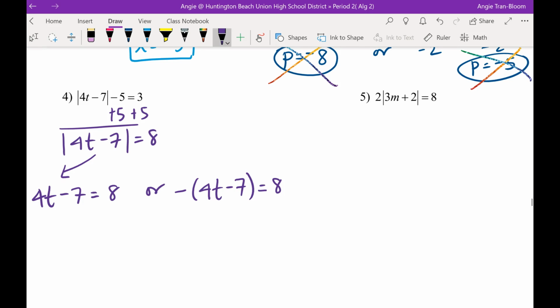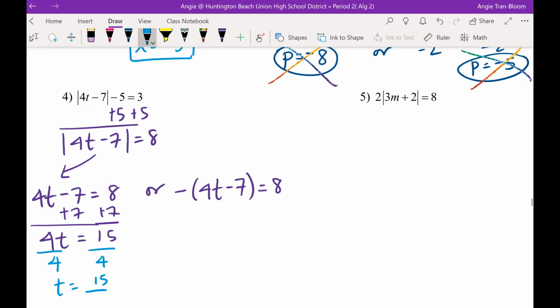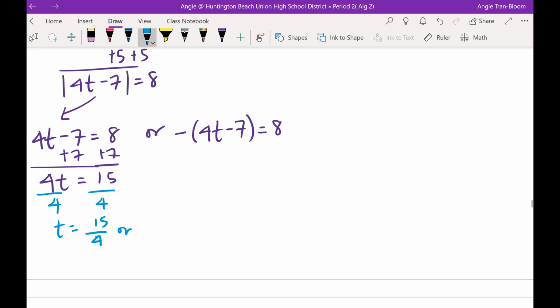Perfect. Okay. So I'm going to add 7 to both sides. 4t equals 15. Divide both sides by 4. t equals 15 over 4. I will accept that as an answer. Some of you like mixed numbers. I'll also take that. If you write a mixed number, it's actually 3 and what? I'll take either one, okay? Or I can even take 3.75 if it's an exact decimal.